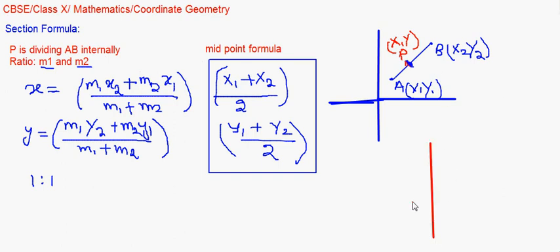Now we'll take up the case where P is dividing AB externally. Let this be A, this be B, and this be P.